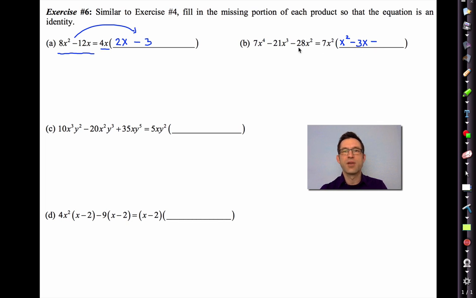Again, that next negative comes along. What do I have to multiply 7 by to get 28? That would be a 4. Here I have an x squared, here I have an x squared, so no x's. That's it. All right, why don't you pause the video now and try to do letters C and D.